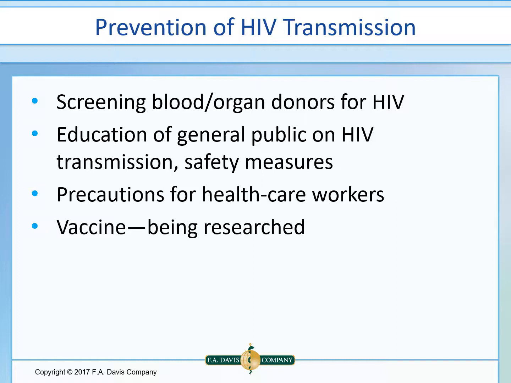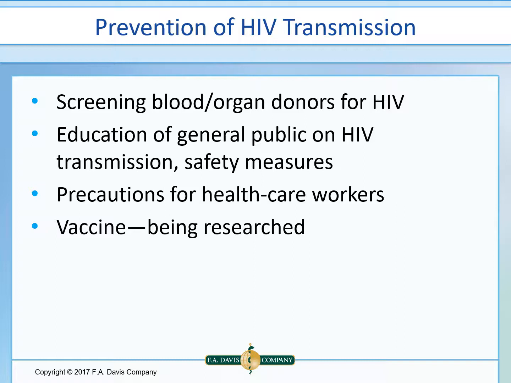Some of these measures include screening blood or organ donors for HIV, education of the general public or high-risk populations on the transmission of the virus, along with safety measures, education for healthcare workers that can potentially be exposed to the virus, along with prophylactic treatment for healthcare workers who have potentially been exposed to the virus. The ultimate or the last means of preventing HIV is the development of an effective vaccine.